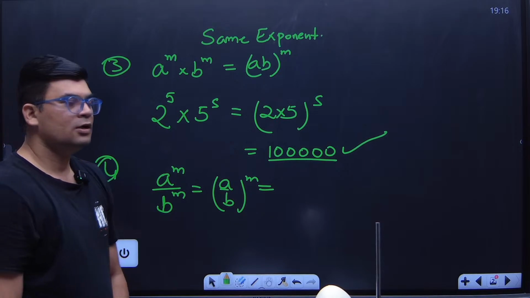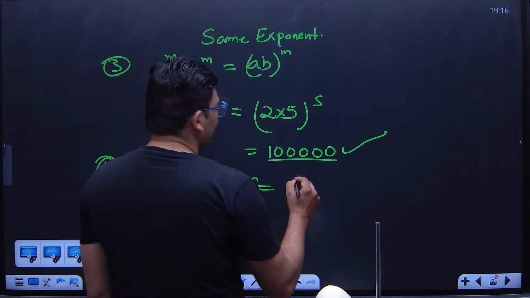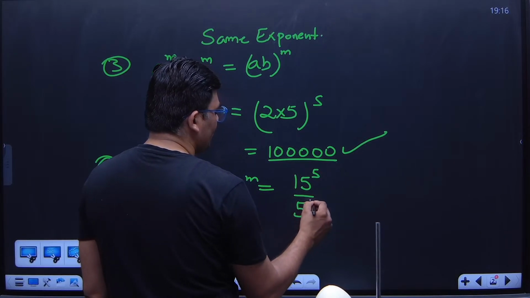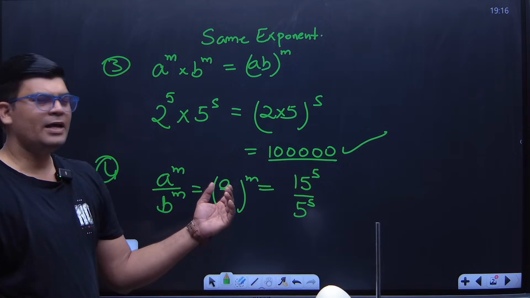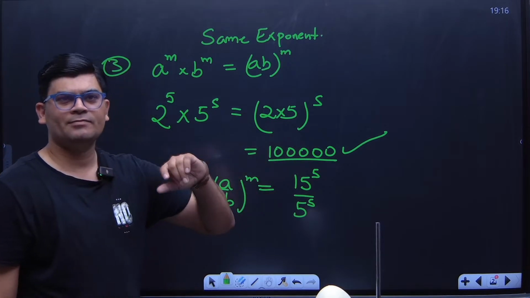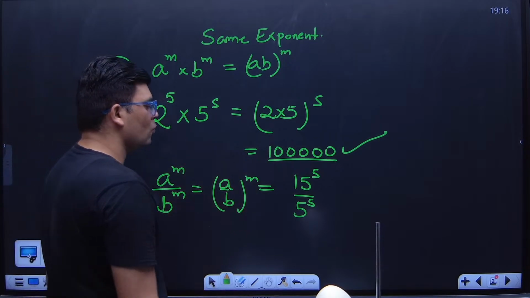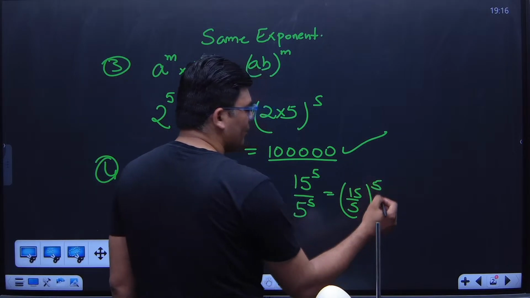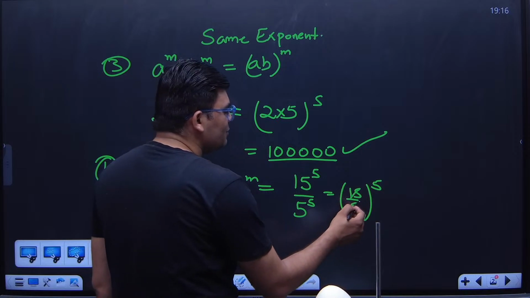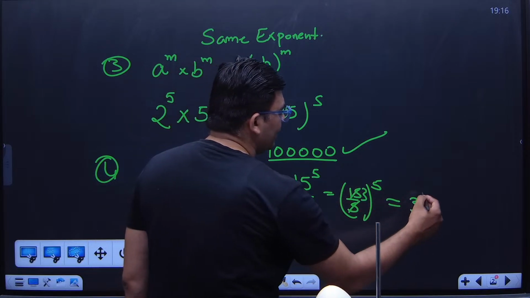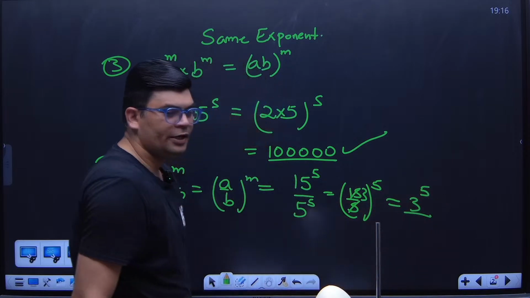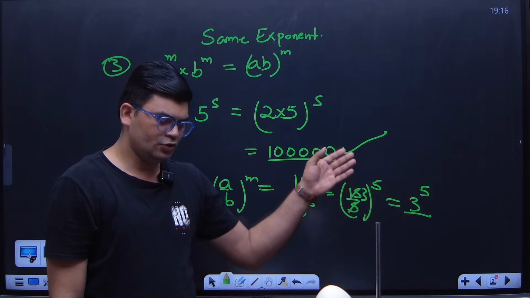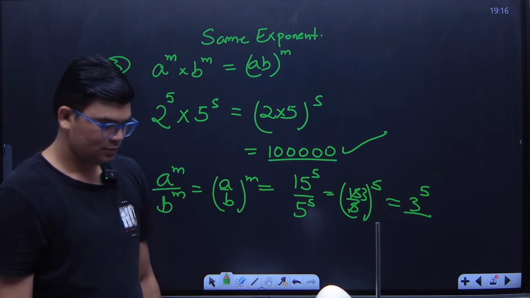Done? Yes, sir. Now how will this be helpful? Suppose somebody asks you what is 15 raised to the power 5 divided by 5 raised to the power 5. Now you will say, okay, I am not going to multiply 15 5 times. What we can do is 15 by 5 and then put the power. 15 by 5 is very simple. This is 3 and anybody can find the power of 3 up to 5. 3 to the power 5 is 243. Sorry, my bad, it is 243.